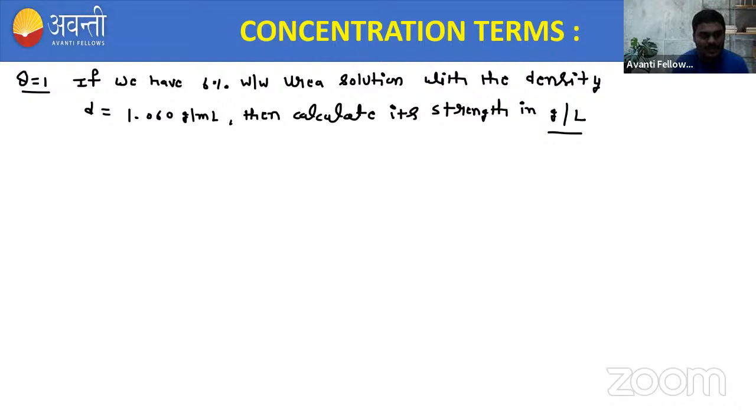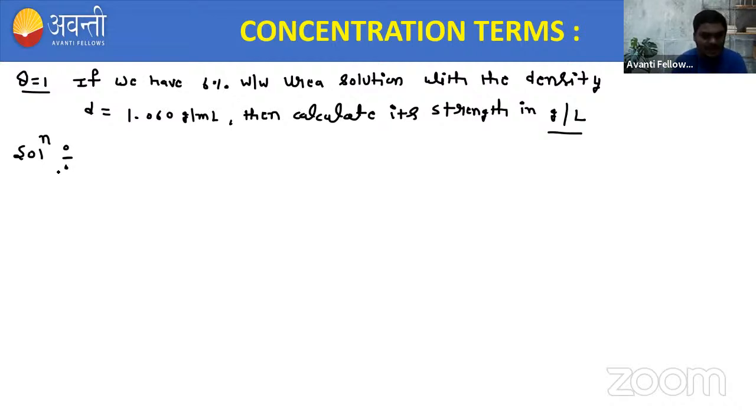Okay, let me explain it to you. We have to calculate the strength in gram per liter. So we have to convert this into gram per liter. The density is given already. Density is 1.06 gram per milliliter, right?